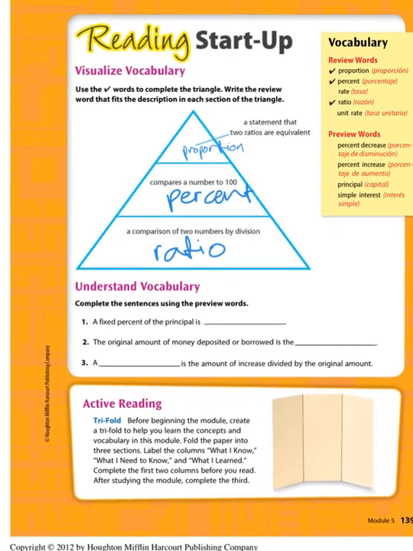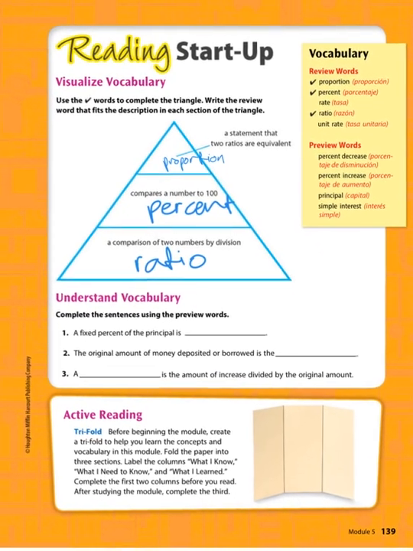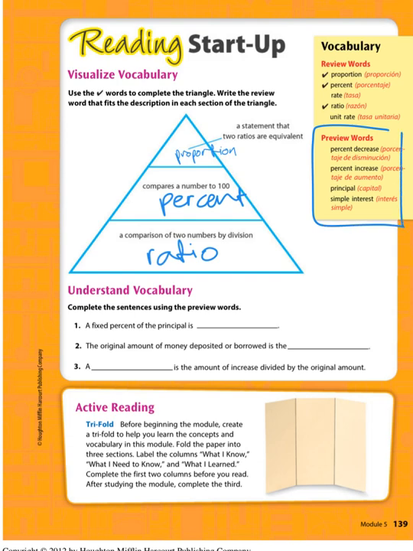All right, so let's complete these sentences using the preview words, which are these words in the bottom box. So we have percent decrease, percent increase, principal, and simple interest. All right, a fixed percent of the principal is the simple interest. We are going to be solving for that in 5.3. The original amount of money deposited or borrowed is the principal amount. What we start with is the principal.